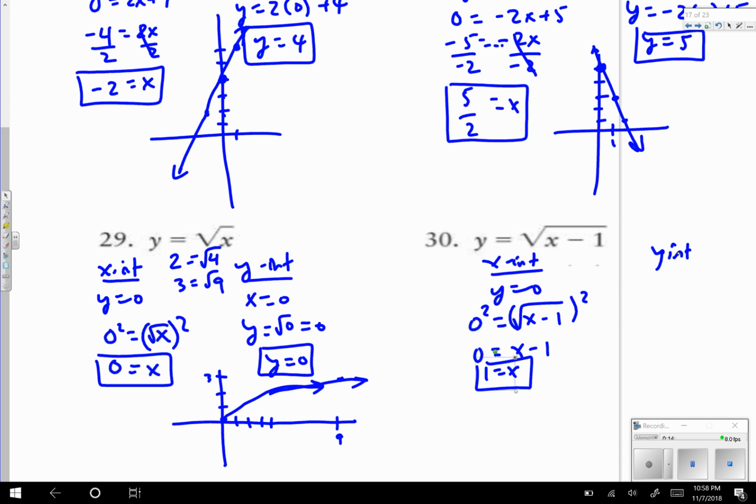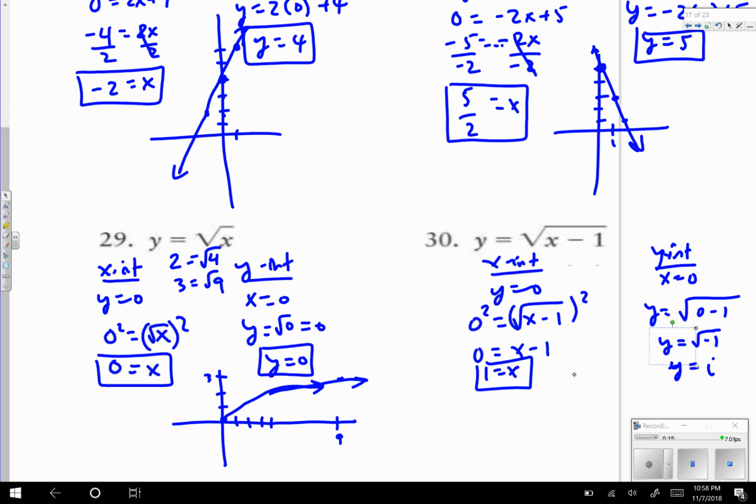The y-intercept, same concept, is where x equals 0. So wherever I see an x, I'm going to plug in 0. So y is equal to the square root of 0 minus 1. 0 minus 1 is negative 1. So y is equal to the square root of negative 1. I don't know if you've learned i's yet, but y is equal to i.